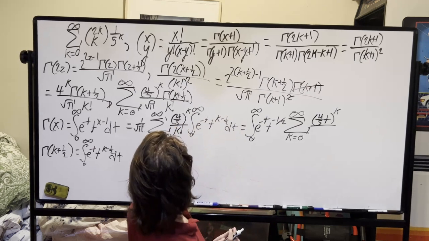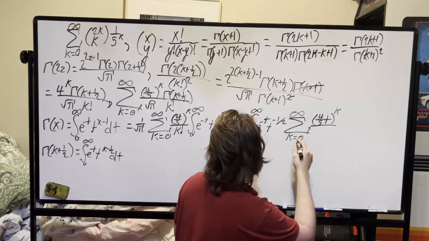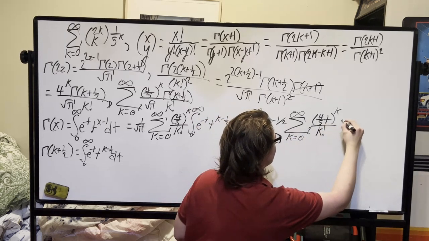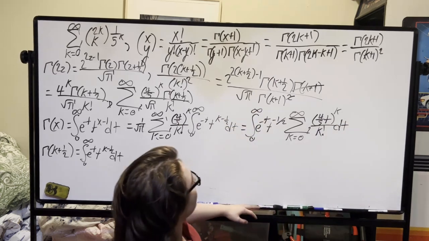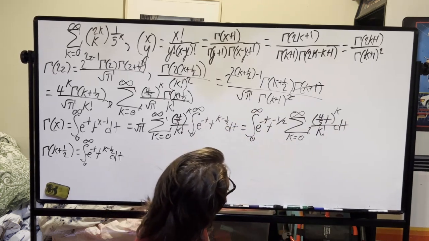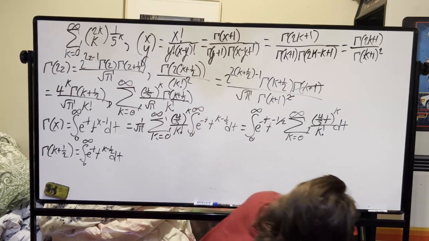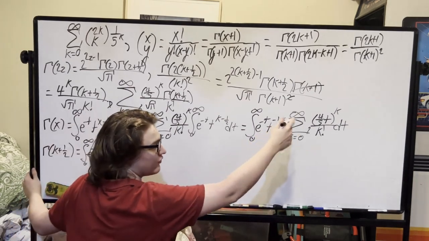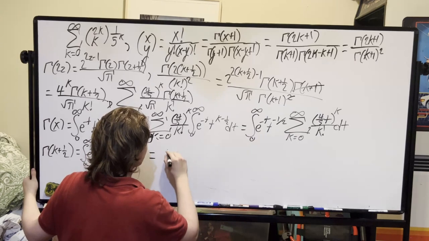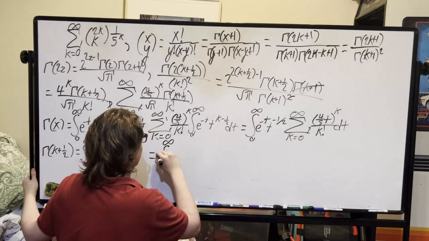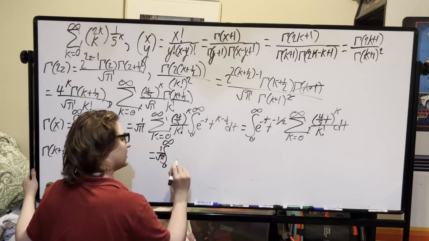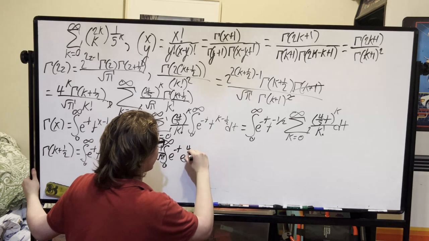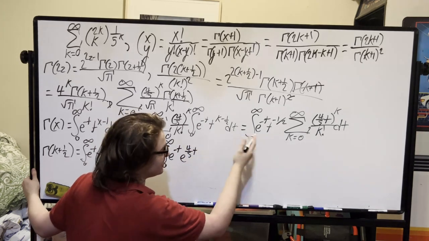Just checking for convergence here. Yeah, it converges, thank God. And then divided by k factorial dt. So now that's a basic exponential, right? That's just a basic exponential, and that gives you e to the 4t over 5. So then that gives you finally 1 on root pi times the integral from 0 to infinity of e to the minus t, and then e to the 4 over 5 t, and then t to the minus 1/2 dt.